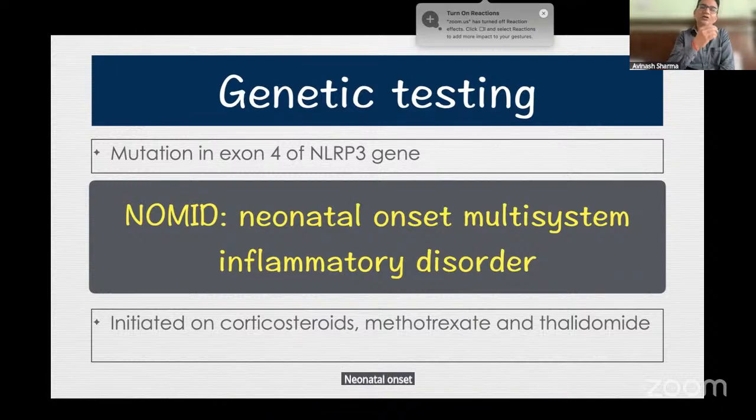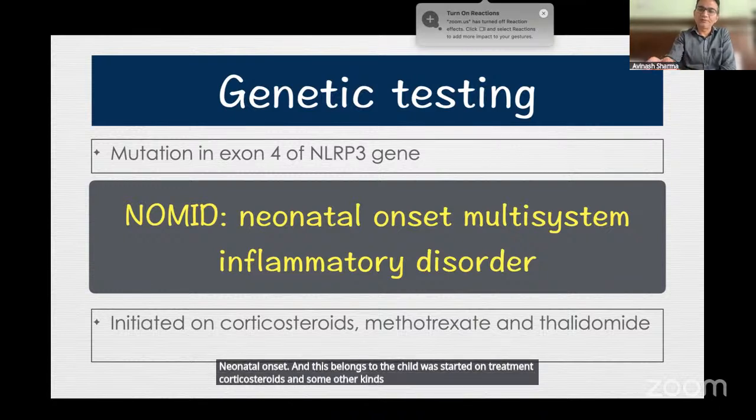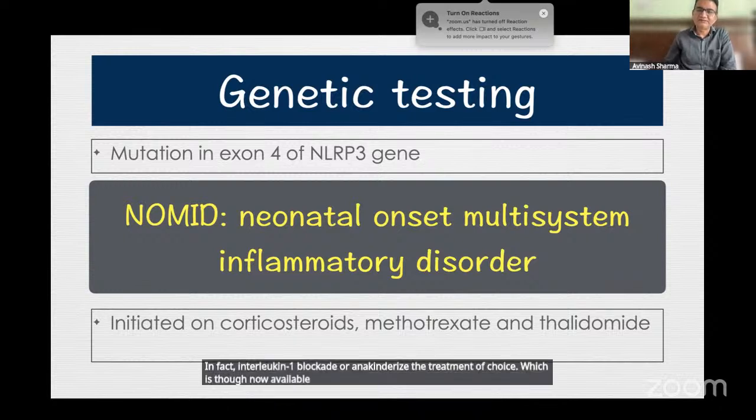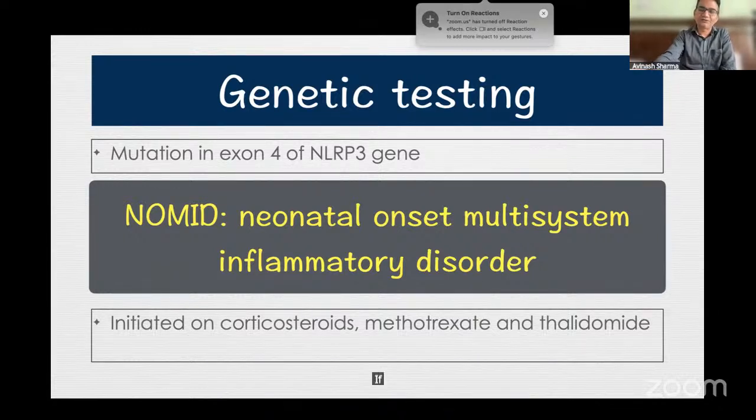The child was started on treatment, corticosteroids and some other kinds of treatment. This may not be the ideal treatment that this child should receive. In fact, interleukin-1 blockade or anakinra is the treatment of choice, which is now available in India, but it is difficult to procure, expensive, and difficult to administer. It has been planned that this child will be shifted to anakinra if he does not respond to the treatment that he's getting.